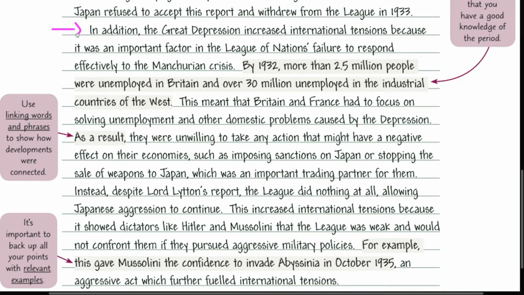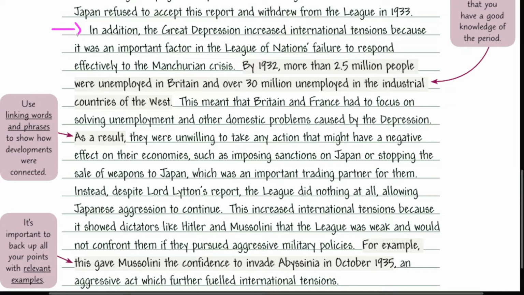In addition, the Great Depression increased international tensions because it was an important factor in the League of Nations' failure to respond effectively to the Manchurian crisis. By 1932, more than 2.5 million people were unemployed in Britain, and over 30 million unemployed in the industrial countries of the West. This meant that Britain and France had to focus on solving unemployment and other domestic problems caused by the Depression.